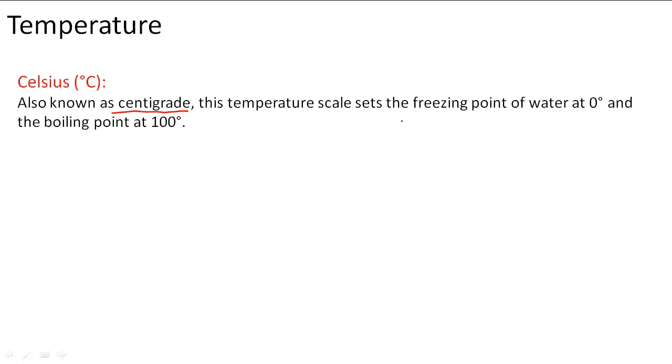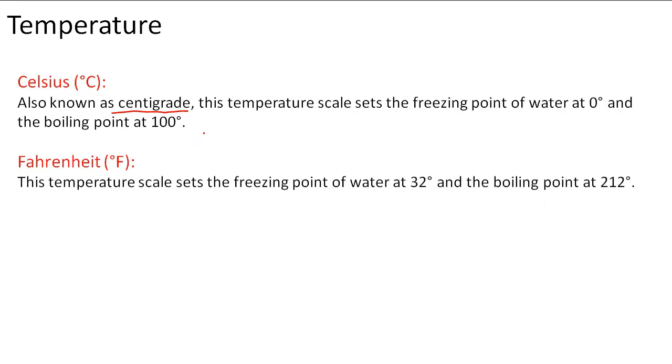This temperature scale sets the freezing point of water at 0 degrees and the boiling point at 100 degrees. So if you are at 0 degrees Celsius, you've reached the freezing point of water, and at 100 degrees Celsius, you've reached the boiling point of water.